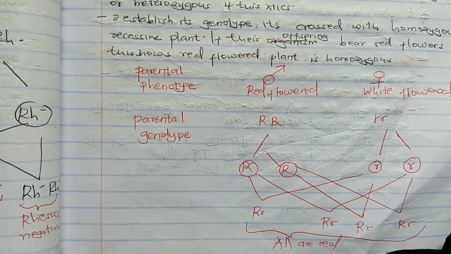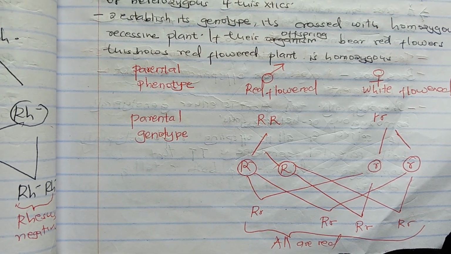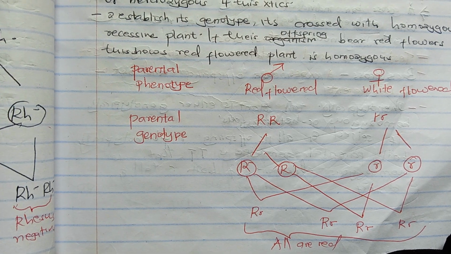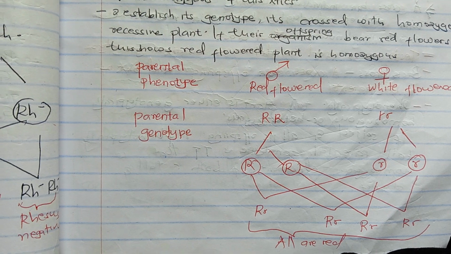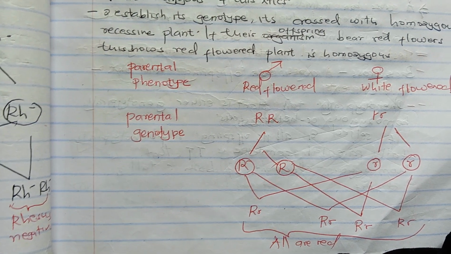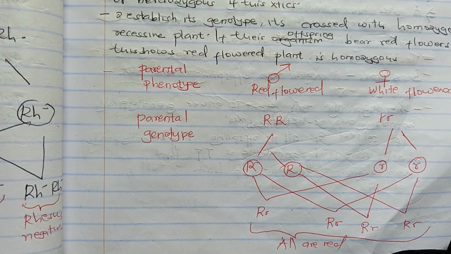Parental phenotype first, then parental genotype. When you separate the gametes, you have capitals and small letters, and then you cross them, you find all are red. Remember, capital R is dominant over small r.